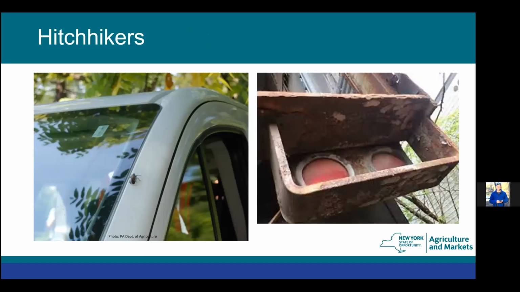One other thing to be considered is hitchhikers. You can see the one on the door pillar of this vehicle here. It could easily just fly in that open window, or if that door was open, hop inside. They're more likely to hop. They are plant hoppers. They're more likely to hop than they are to walk or fly, but they are fairly good flyers. But in a short term, they're very good hoppers. They're kind of difficult to catch individually because they do hop pretty well.